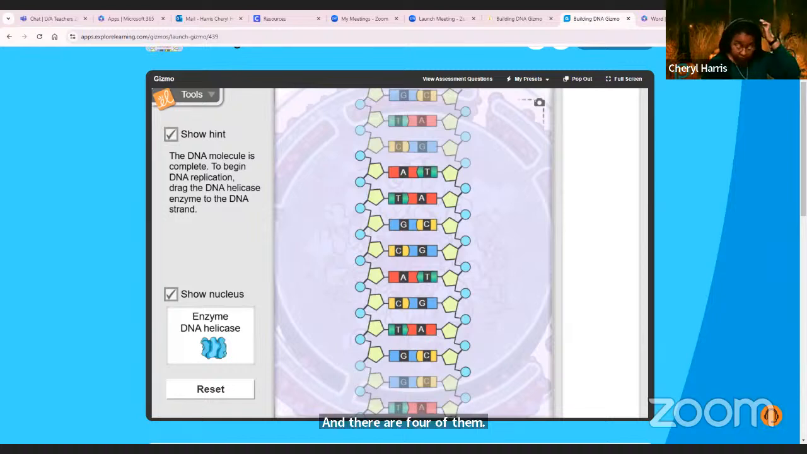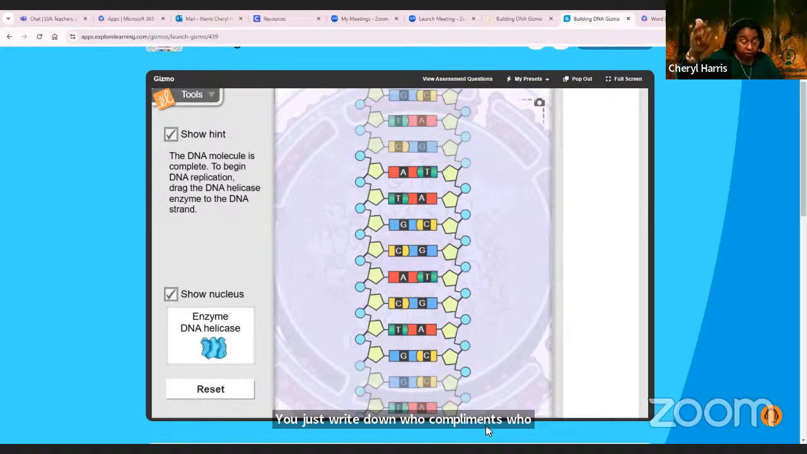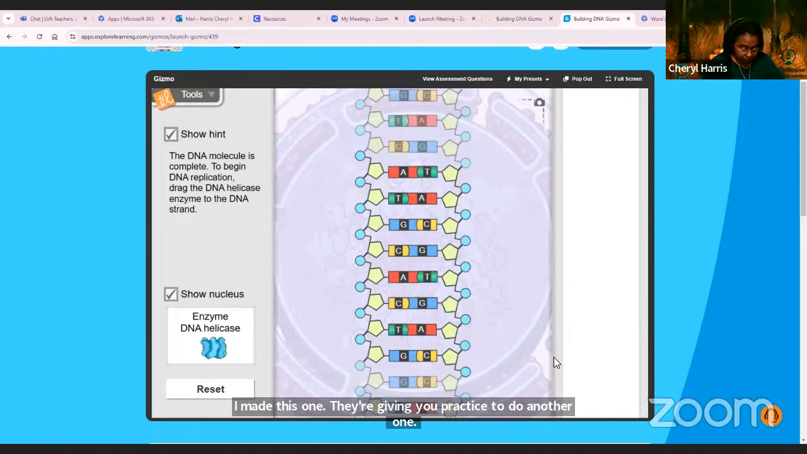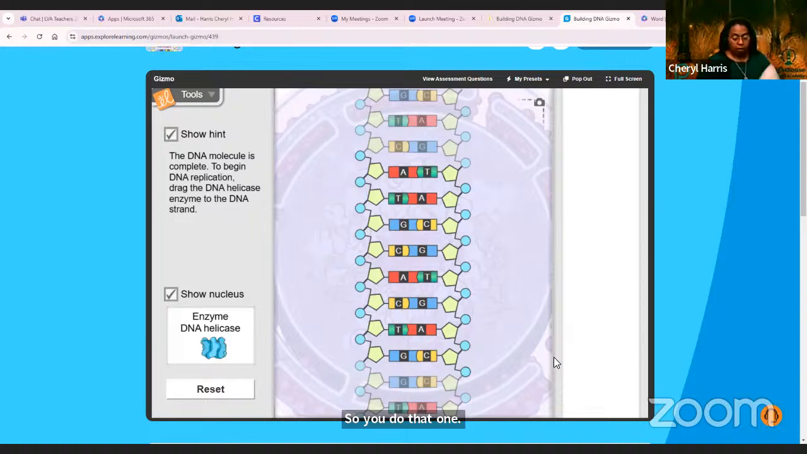All right, so then number 4 should be easy to fill out. You just write down who complements who. And then again, for number 5, you had to do a complementary strand to the strand that they gave you, which is not going to be the same as what I have up on the screen because I made this one. They're giving you practice to do another one. So you do that one. All right, so then I'm going to move on to activity B.